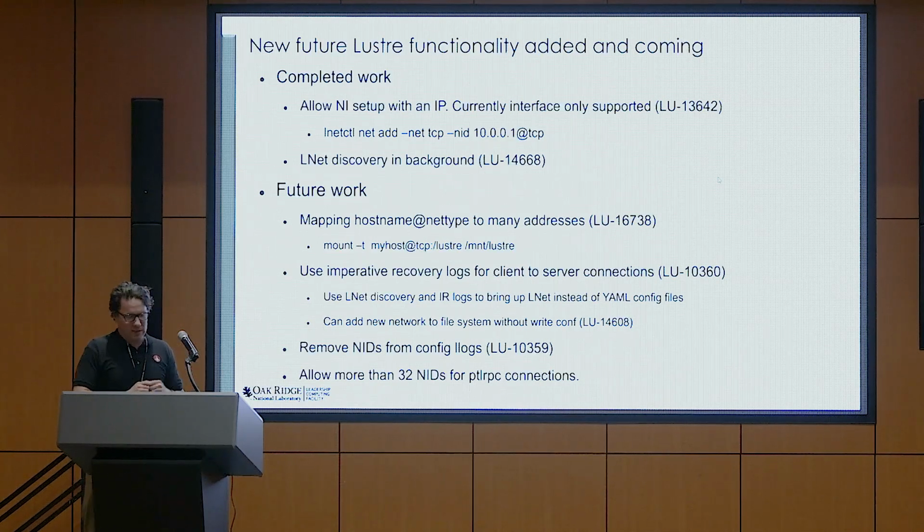Another thing requested was removing NIDs from config logs. Especially in cloud environments, where these addresses are rolling over and DHCP servers are releasing them, this is very painful on the config logs. And then the last other crazy thing, I just love cloud computing: we have a limitation of only 32 NIDs for the PtlRPC connections at a time. I'm working on making that any number, so people who want to start up hundreds of NIDs on their nodes can.